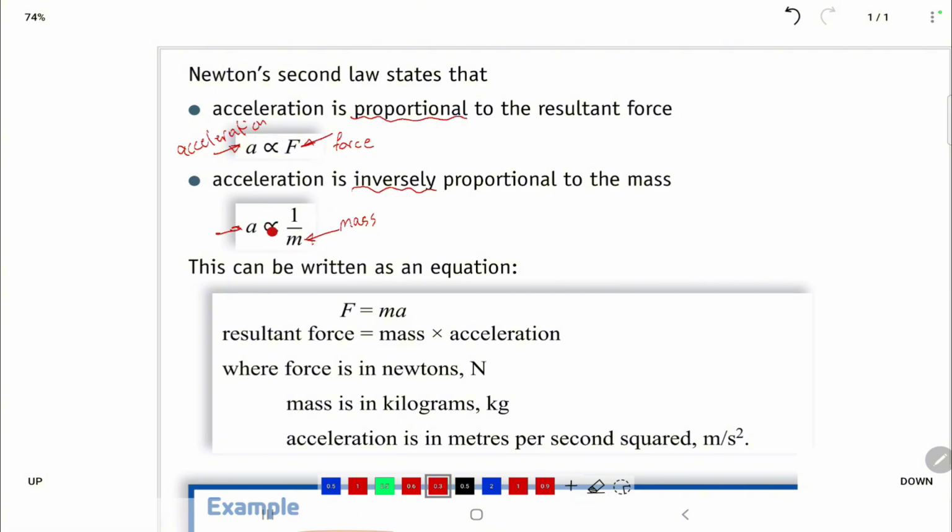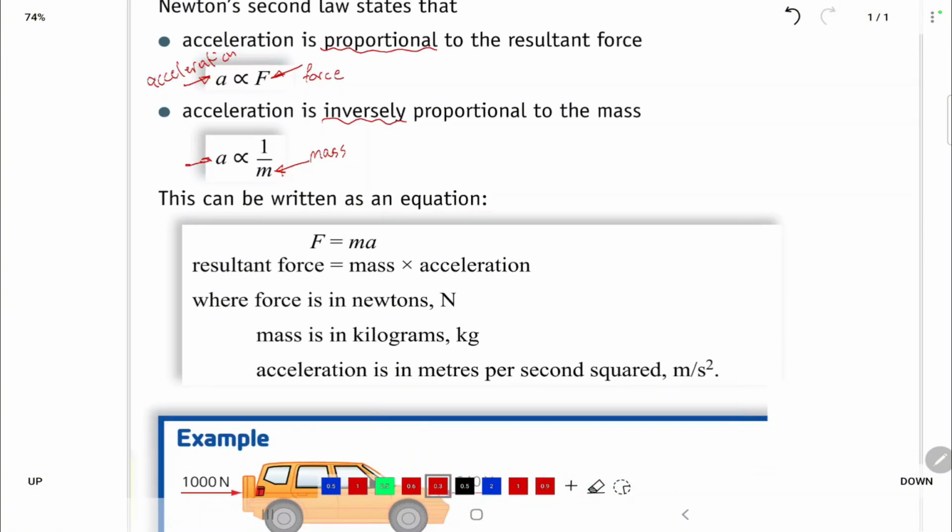Here, on the contrary, acceleration is inversely proportional to the mass m. So it is written like this, and it is clear that if the acceleration increases, mass must decrease if the force is constant, okay, and vice versa. So this can be written as an equation. This is called Newton's second law.